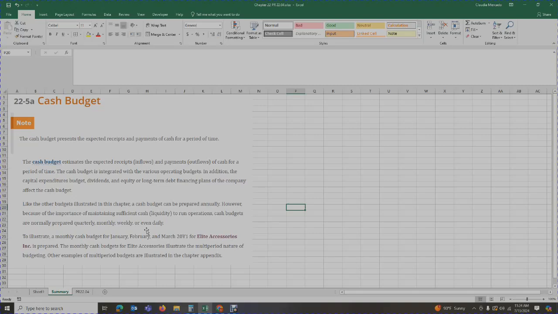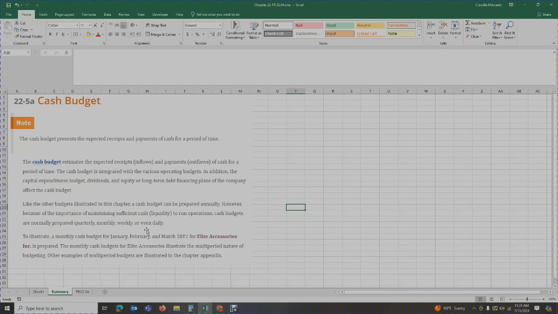Okay. So the cash budget estimates the expected receipts. Receipts are inflows. This is money coming into the business. And payments, which are outflows. Those are money leaving the business, of cash for a period of time. The cash budget is integrated with the various operating budgets. In addition, the capital expenditures budget, the dividends, and equity or long-term debt financing plans of the company also affect the cash budget because they impact cash. Okay. Like the other budgets illustrated in the chapter, a cash budget can be prepared annually.